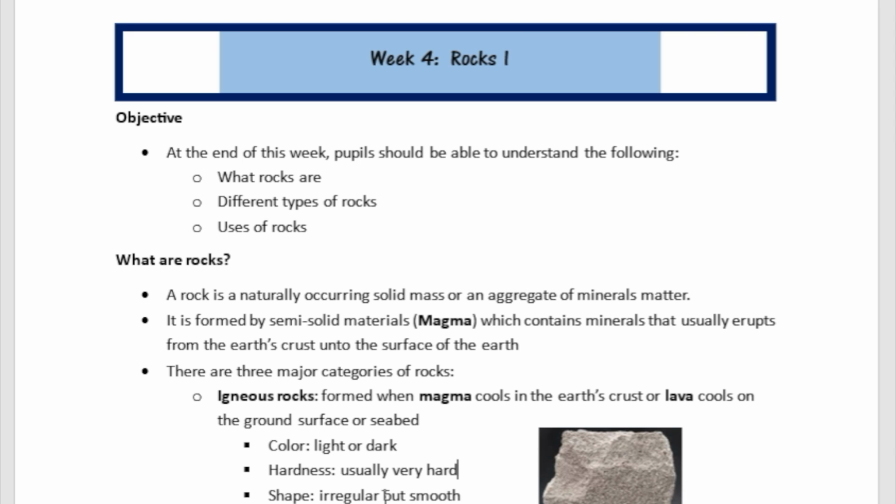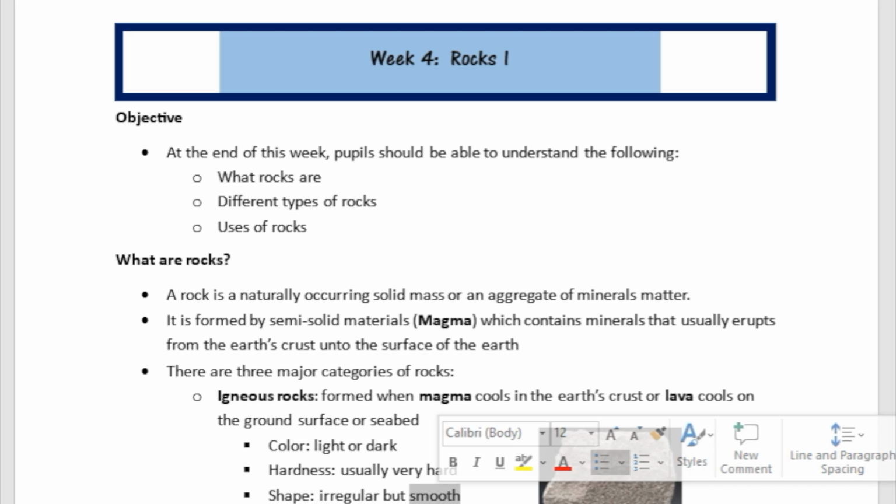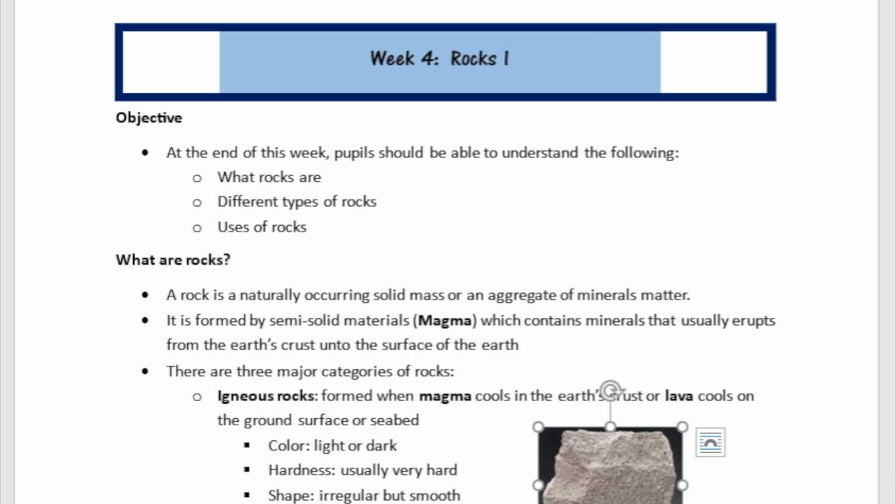And when a rock is formed like this, it's going to be called an igneous rock. So please don't forget that. I have a picture of an igneous rock for you over here. Igneous rock is going to look pretty much like that. It may be light or dark, but it is usually very hard. And the shape can be irregular, but it is smooth. You can see this rock is smooth, and potentially a little bit shiny.